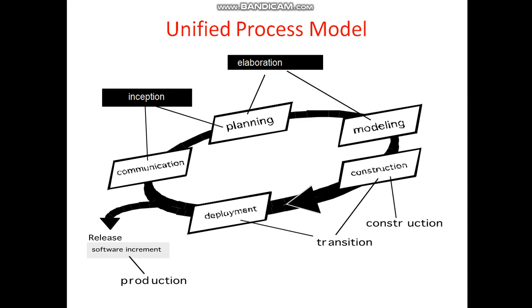features also. If you look at this diagram, the development in the unified process occurs over 4 phases. The first one is the inception phase, which is the combination of communication and planning. Then the elaboration phase, which is planning and modeling. Then the construction phase, and finally the transition. Transition requires both construction as well as deployment, and finally the product is released.